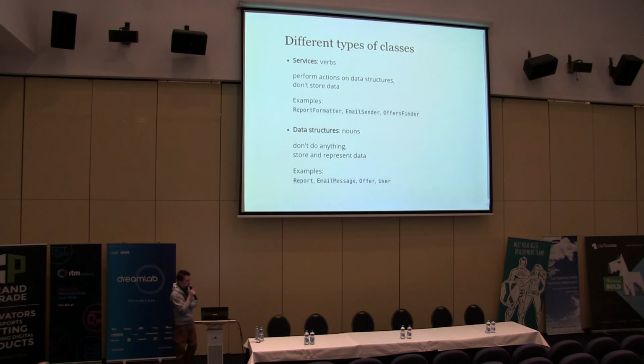We can categorize classes into two different types: services and data structures. There are many different names for them, but let's stick to those today. So services are the classes that we wire together. We can describe them as verbs because they perform some actions. They perform actions on data structures which are passed to their methods as input arguments.